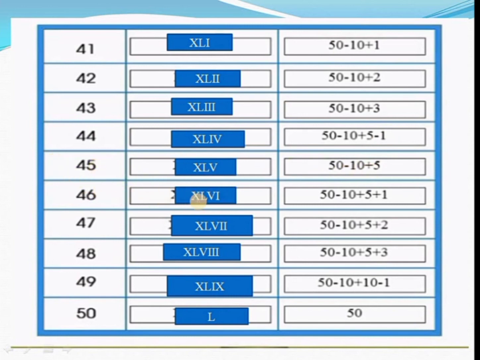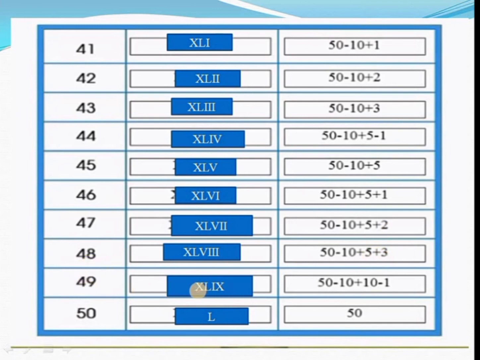Next, 46: XLVI. So 50 minus 10 plus 5 plus 1 is 46. Next, 47: XLVII. 50 minus 10 is 40 plus 5 is 45, 46, 47. So 47. 48: XLVIII. So 50 minus 10 is 40 plus 5 is 45, 46, 47, 48. So 48 is the answer.